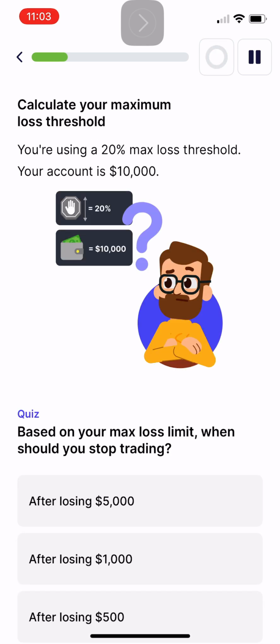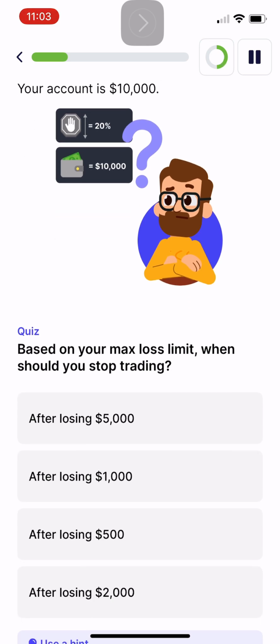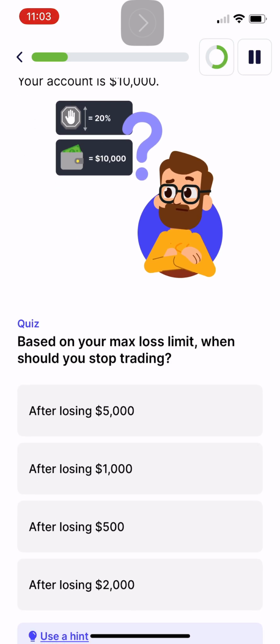Time for a quick quiz. You're using a 20% max loss threshold. Your account is $10,000. Based on your max loss limit, when should you stop trading? After losing $5,000, after losing $1,000, after losing $500, after losing $2,000?